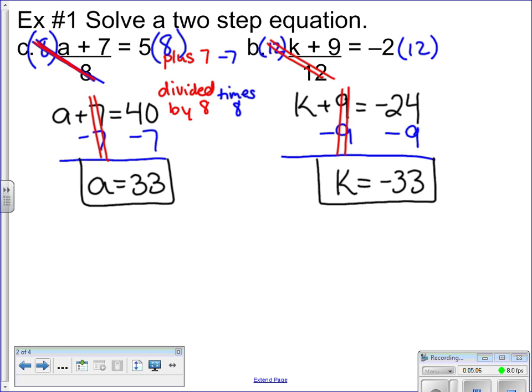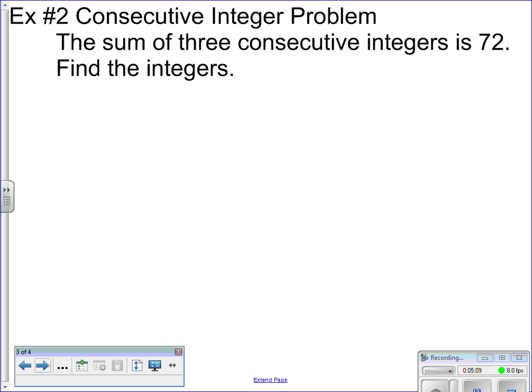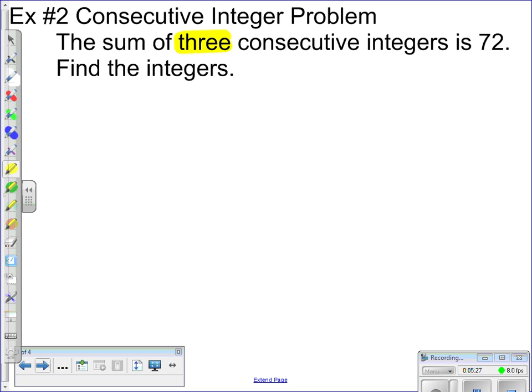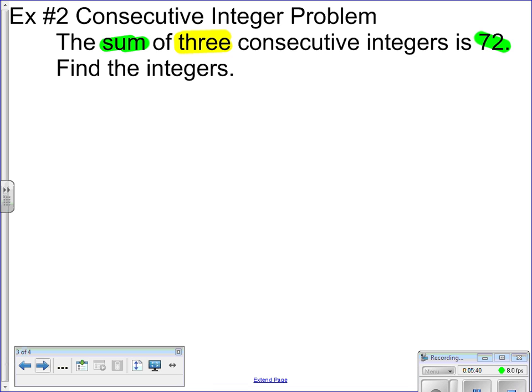Okay, let's look at the next type of problem. Consecutive integers. Consecutive integers are numbers that come in order. They're in a row. So if you're looking for 3 consecutive numbers, that means I need 3 numbers that are in order. Now, the sum, what they're going to do is add. They're going to add up to 72. Well, the first thing I'm going to ask is, do we know what any of the numbers are? And according to the problem, we don't. So we have to find all 3 of them.